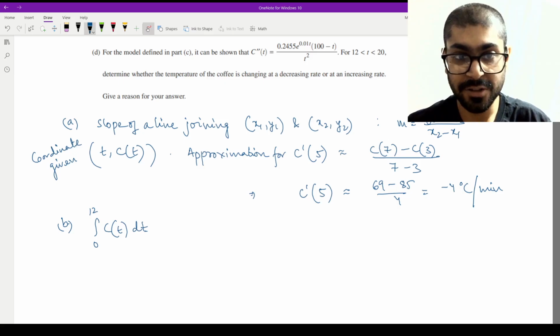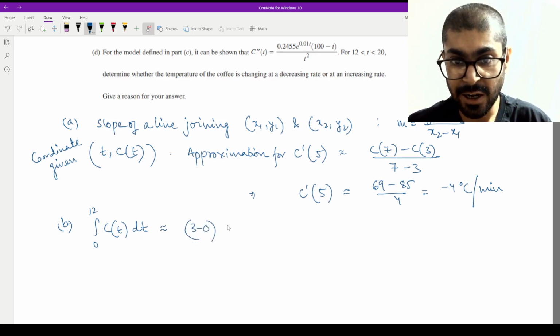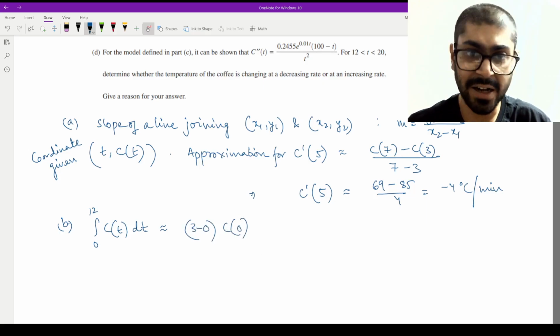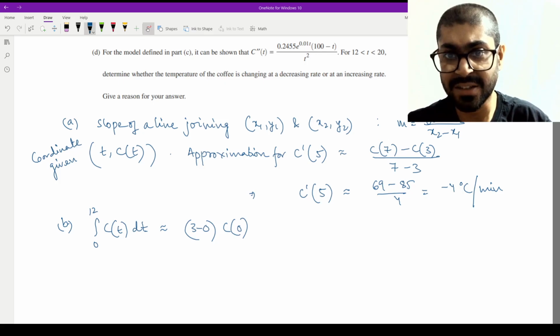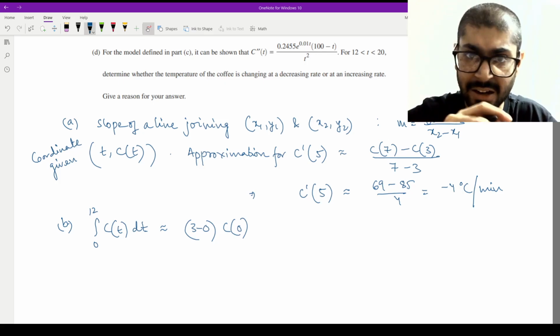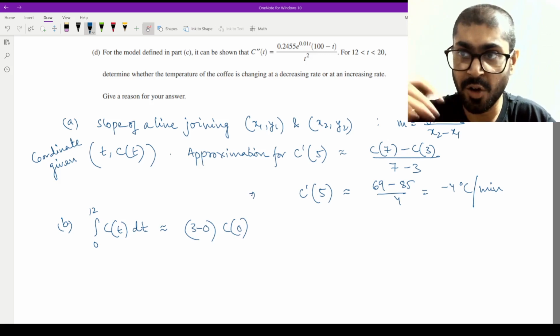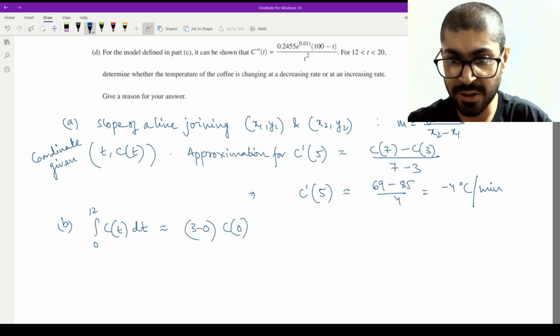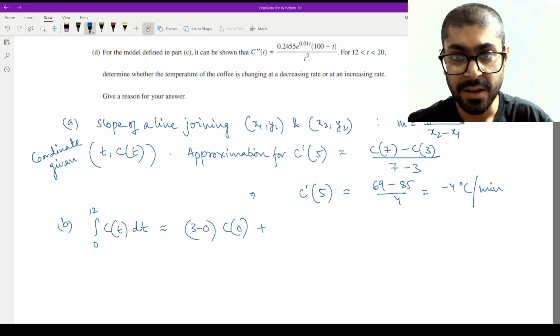So this will be approximately equal to, you will go interval by interval, right? So 3 minus 0, the difference between intervals, times C(0). This is why we are using the left Riemann sum, not the right one. The right Riemann sum would use C(3). So it is the difference between intervals and then either the left endpoint, that is the lower endpoint, or the right endpoint. Here they have asked us for the left endpoint, so we will go for the left endpoint. So 3 minus 0 times C(0) plus, the next point was 7, right?